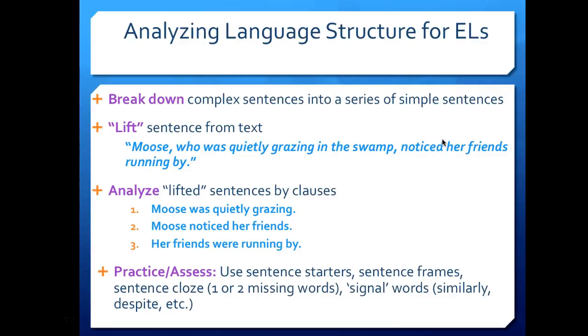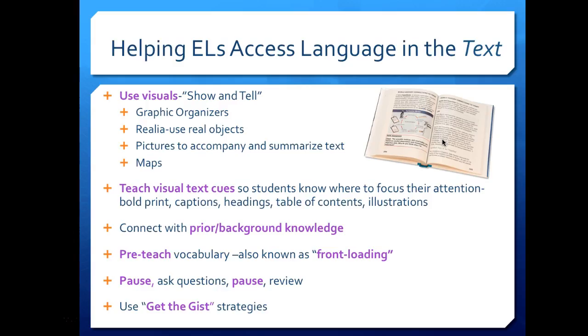So the idea is that students get an idea of how our language is put together, because grammar is actually part of the Common Core. And it still is something that students enjoy doing, the analytic task. And it teaches them vocabulary and language. Also, especially for older kids, language and text is difficult. Use visuals. Here we go again, VAK. Show and tell, graphic organizers to organize the information they get from the text. Realia, use real objects, pictures to accompany the text, maps. Teach visual text cues.